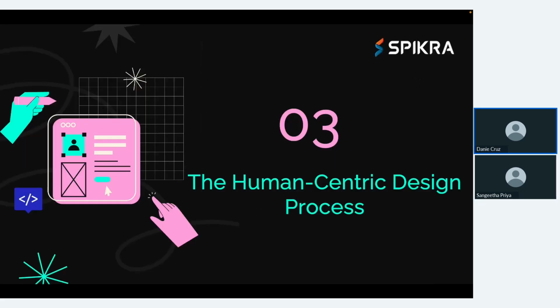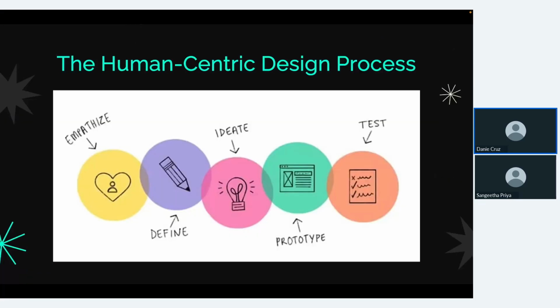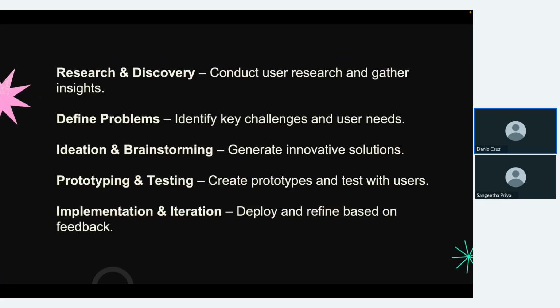Our third topic is the human-centric design process. We have five processes: empathy, define, ideate, prototype, and test. All these five processes are interlinked with each other. We'll get into detail about each topic.